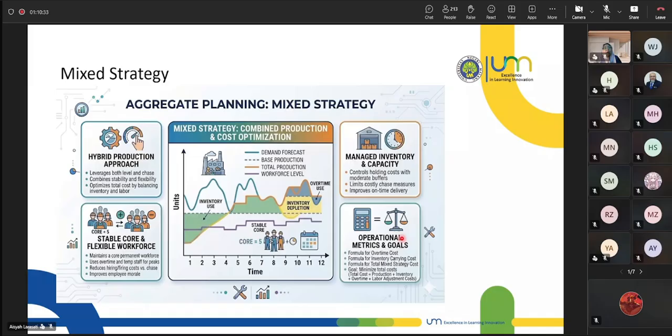Okay, and then the third strategy is mixed strategy, so it's kind of like a hybrid strategy between leveling and chasing. So we try to implement both of them in different levels. When the demand is increasing from time to time, then we try chasing. And then when it decreases again, we try to keep, but when it still decreases, then we decrease our production level.